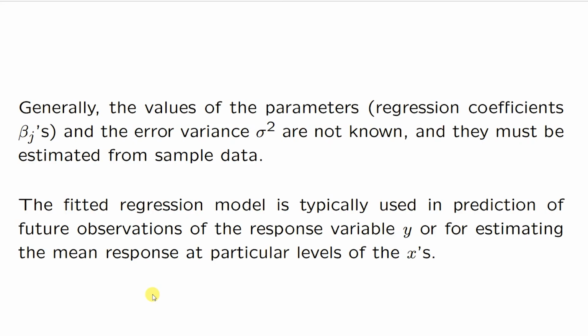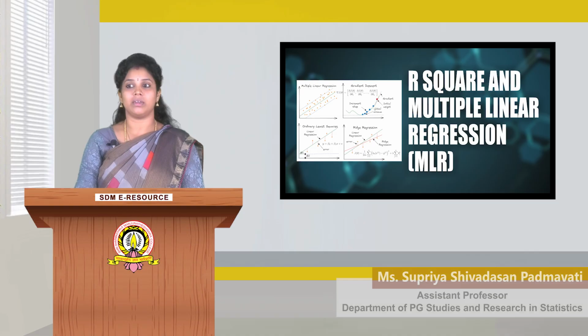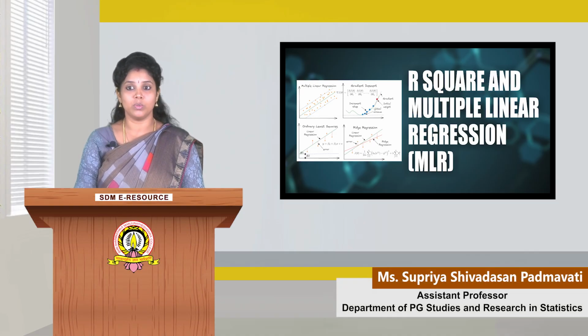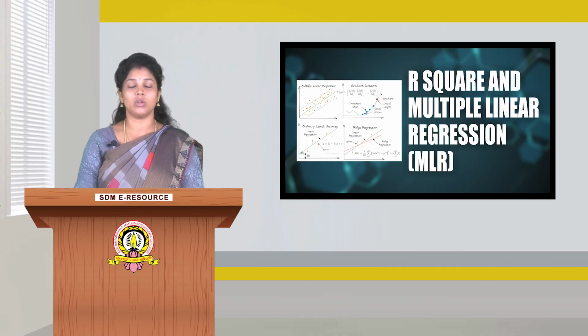So here in the multiple linear regression model, the values of the parameters, that is the regression coefficients beta j's and the error variance sigma square, are not known, and they have to be estimated using the sample data. And after estimation, we obtain the fitted multiple linear regression model that is typically used in predicting the future observation of the response variable y or for estimating the mean response at particular values of the regressor variables.